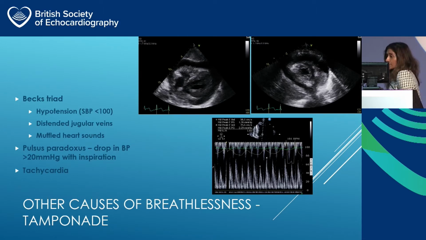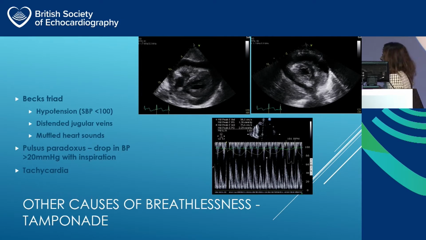Other causes, tamponade. If fluid builds up in the pericardial space, so much so that it causes pressure within that space and restricts right ventricular filling, you get tamponade. If it builds up really fast, only a small amount of fluid is needed and your patient's in trouble. If it builds up slowly and the pericardium's had time to stretch, you might have a massive effusion. But either way, clinically, you get Beck's triad, amongst other things.